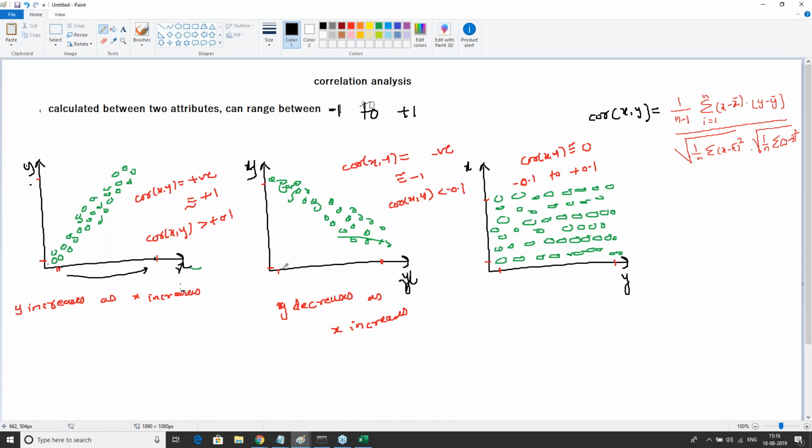Similar case here, for a lower value of x there is a higher value of y. As soon as x increases, y goes down. So as x is increasing, y is decreasing. In both cases there is a linear impact, but the direction of the linear impact is different. So in the first case correlation is going to be positive, and in the second case correlation is going to be negative. If that makes it clear, Vijay.